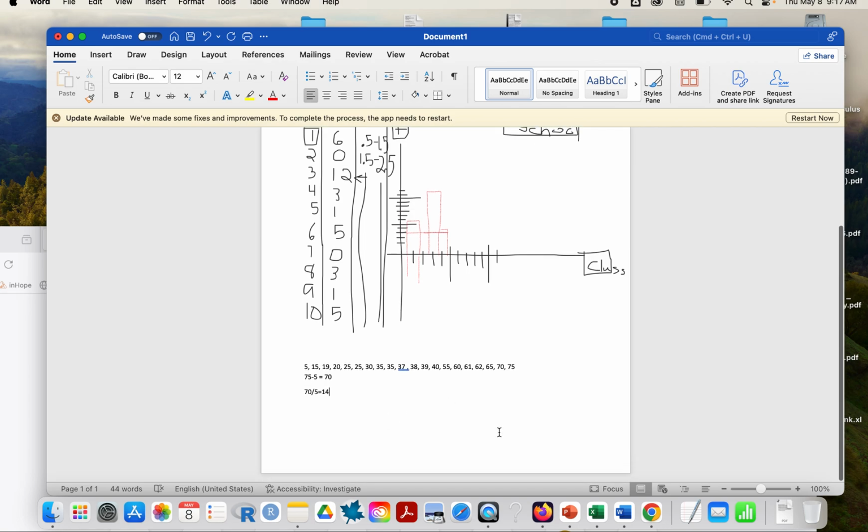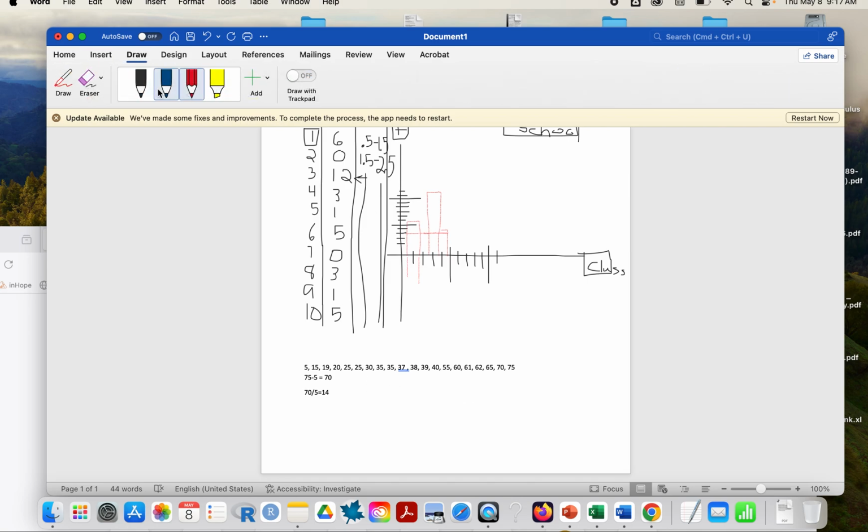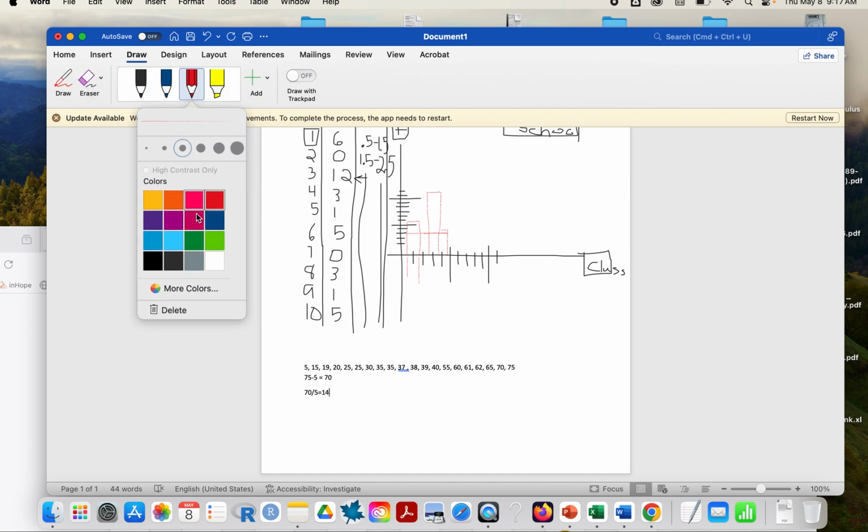Okay. Now, what's going to happen is I'm going to generate a frequency table using class widths of 14, and what's going to happen is this last data point, 75, might not have a class. And remember, we've chosen 5 classes, so I'm going to draw our little table here. Let's do a darker color so it's easier for me to see.